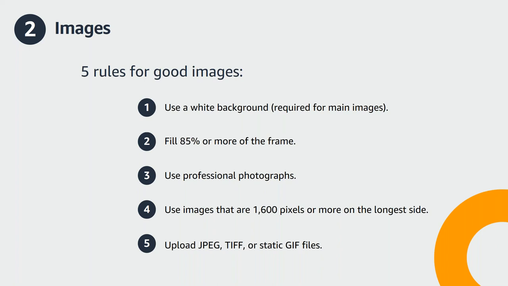Images are the second key component of a product detail page. They grab the attention of customers and provide visual information about a product. Every product detail page on Amazon requires at least one main image, which is displayed as customers search. We recommend adding other images and a video to show the product in use at different angles or with different features engaged. You'll want to follow five basic rules for good images.